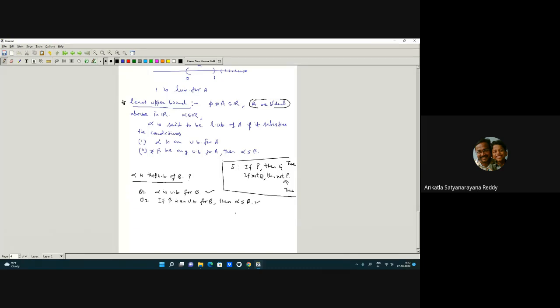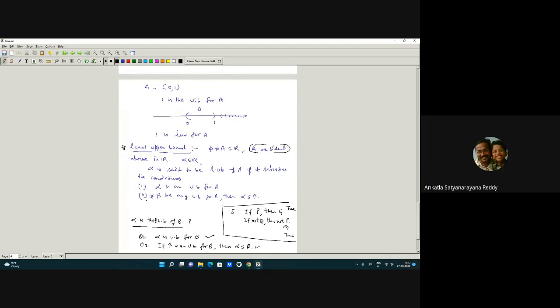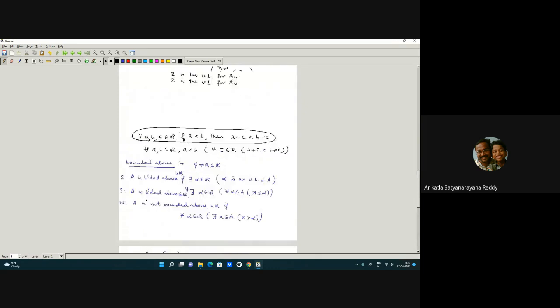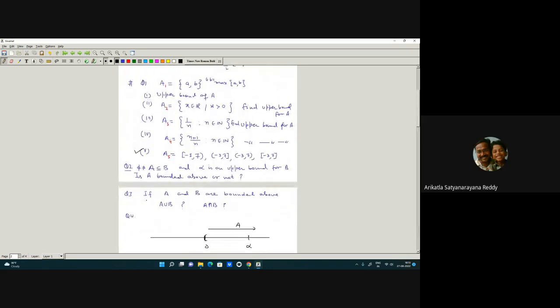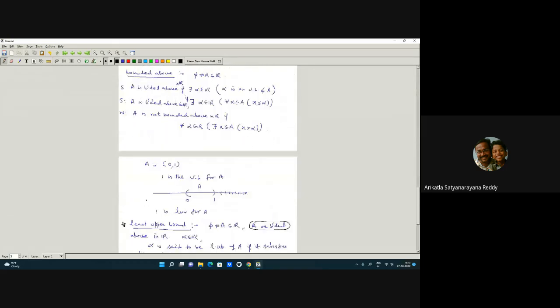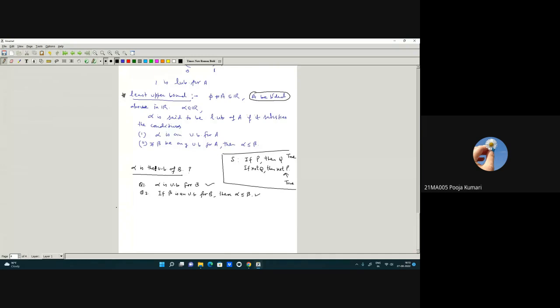Okay, so now I will ask one of you again. Pooja, can you give me one set and its least upper bound? Take any set and tell me its least upper bound. What is your set? Which set are you taking? The open interval (0,5).